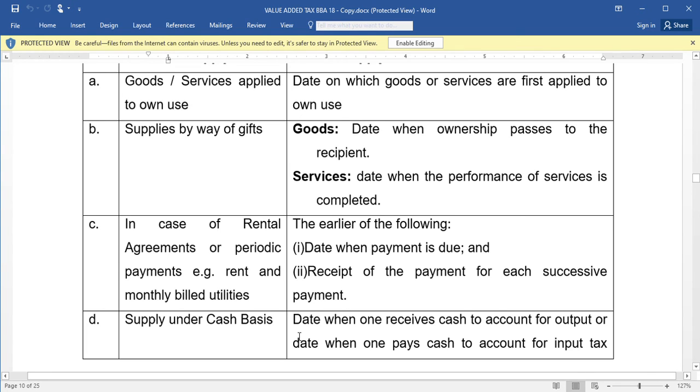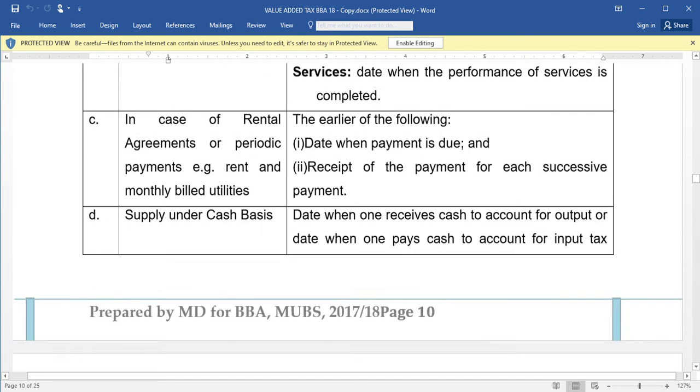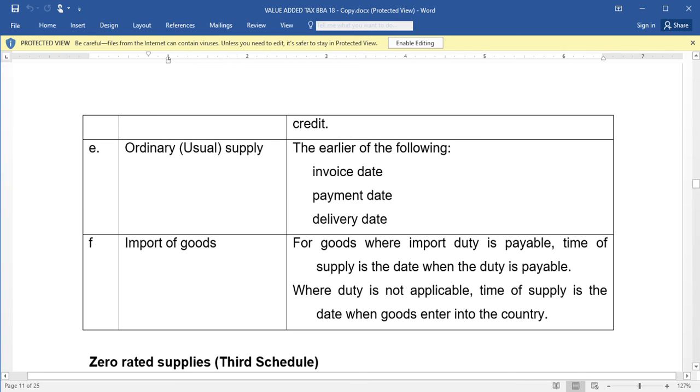Then in case of supply under cash basis, the time of supply is the date when one receives cash to account for output, or the date when one pays cash to account for input tax. Then ordinary or usual supply: the time of supply is when the invoice is issued, or when the payment is made, or when the delivery is made. Anything that is earlier is what is considered. The earlier of the following: the invoice date, the payment date, and then the delivery date.